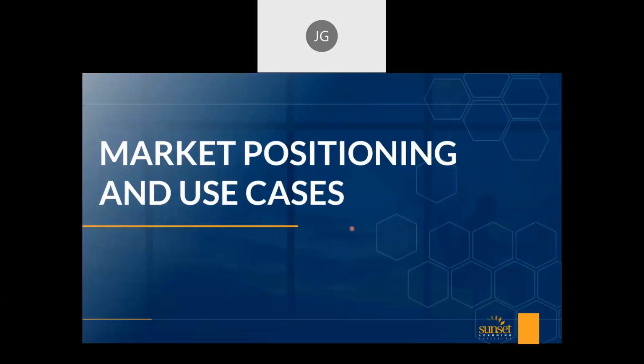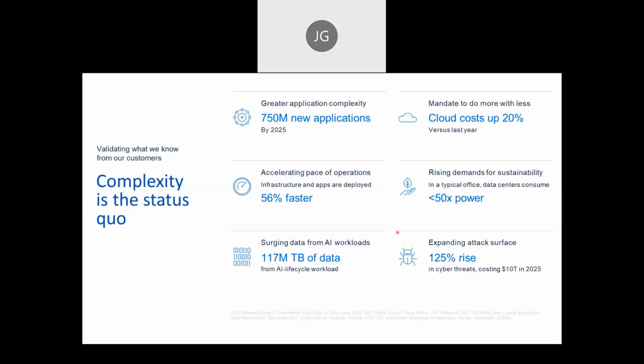Now, with that being said, let's talk about some positioning here. So the first thing is, right now we're looking at 750 million new applications hitting by 2025, right? This year. Another thing is that cloud costs are going up 20%. What we want to do is remove some of the complexity as we start to grow. So we're seeing 56% faster operations and acceleration here for infrastructure and applications for deploying, right? What we're trying to do is make sure that you're deploying faster. That's what it comes down to.